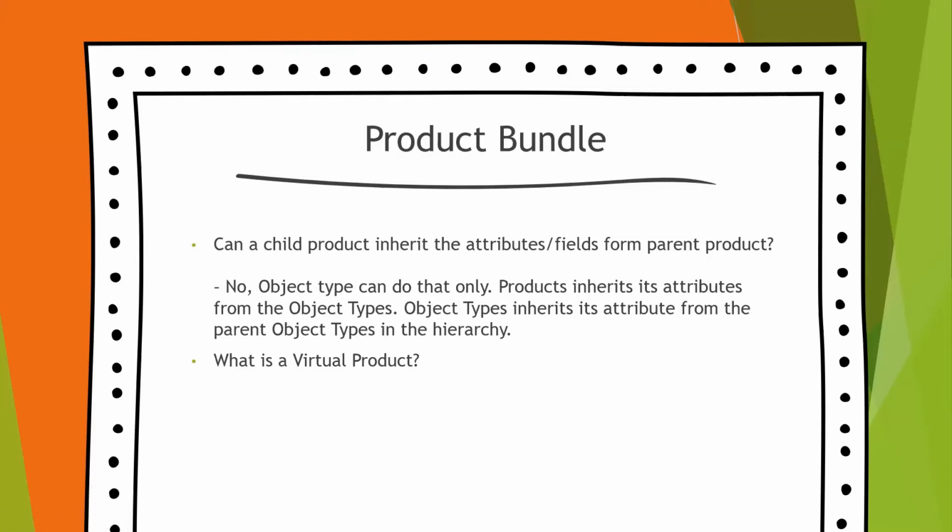Product bundle itself deserves a separate video series for the Q&A, but let's discuss some of the basic questions. They can also confuse you by saying, if in a product bundle there's a parent product, and if we use the child product, does it inherit all those fields and attributes from parent to child? The answer is obviously no. We can't do that. For that, we need to use the object types. Okay, it's pretty straightforward.